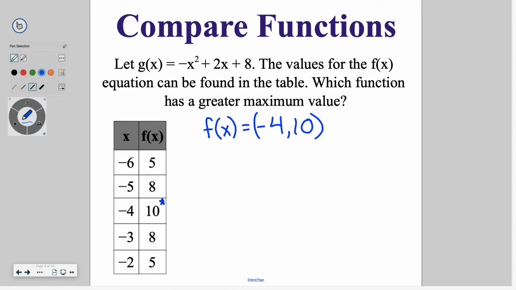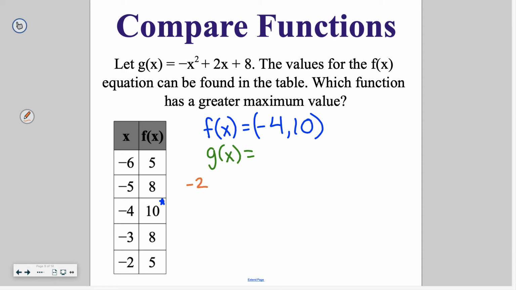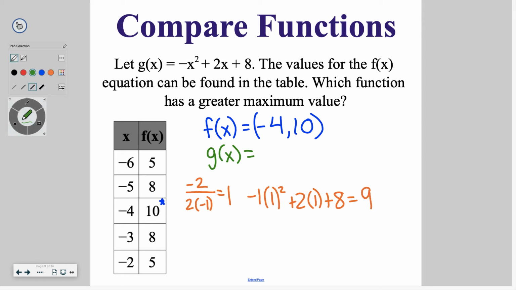Then for g of x, I'm going to have to actually solve for that value because they give us an equation. So I'm going to use my x formula first: negative b, so negative 2, over 2 times a, which is negative 1. Negative 2 over negative 2 gives me an answer of 1. Then I plug that into the equation. One thing of note, if you have just a negative, remember in the calculator to plug that in as negative 1, and then in parentheses, your 1 squared plus 2 times 1 plus 8. When I solve that, that gives me an answer of 9. So my maximum here is at (1, 9).